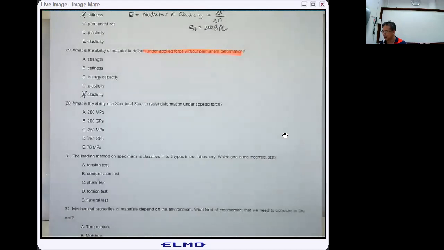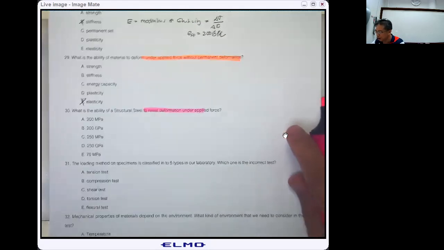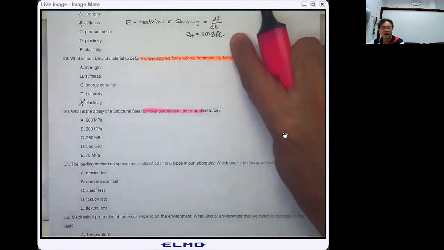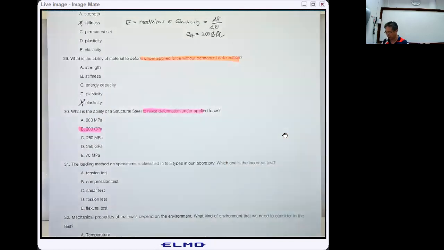And then coming to number 30, they ask you, what is the ability of structural steel to resist the deformation? So which one is going to be what? To resist the deformation, that is going to be the property of this one. This is going to be 200 gigapascal. You got to answer this correctly. I believe you guys can understand this. This is not that hard. Just check what we have.